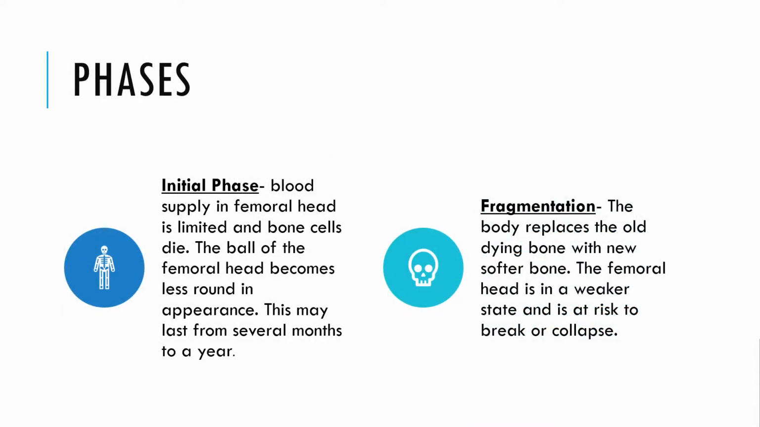The first stage that Perthes disease undergoes is the initial phase, which is where the blood supply in the femoral head is low and the bone cells die. This area can become inflamed and very painful in the patient, which may lead to limping. The ball of the femoral head becomes less round in appearance in X-rays, and this could last for several months to even a year. The second stage is fragmentation, where the body naturally replaces the old dying bone with a new softer bone. Because it is a new bone, the new soft femoral head is in a weaker state and is now at risk to break or collapse.